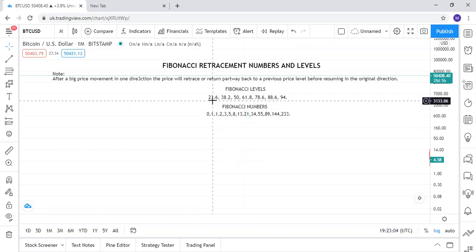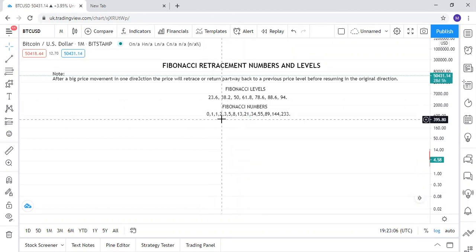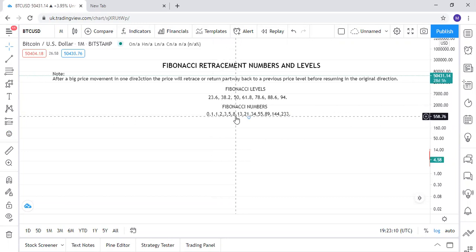Do you understand? So to get 23.6, you divide 2 by 8. That means you omit 3, you omit 5, and you use the third number. 2 divided by 8 gives us 0.25. We multiply by 100, so you get 25, about 23.6.